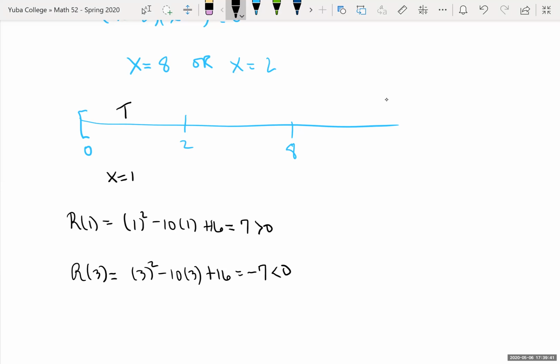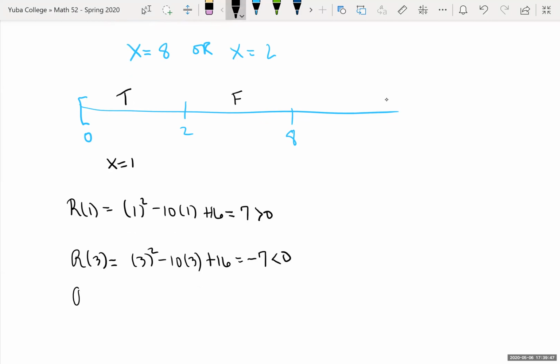So this is false. And then one more, if we chose, let's say, 9, plug it into r of x, we get 9 squared minus 10 times 9 plus 16. So 81 minus 90, that's negative 9. Negative 9 plus 16 is positive 7, that's greater than 0.